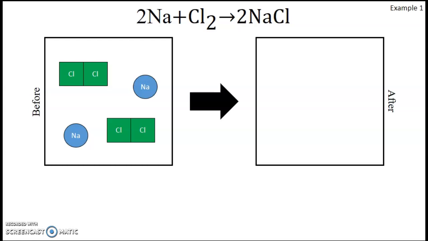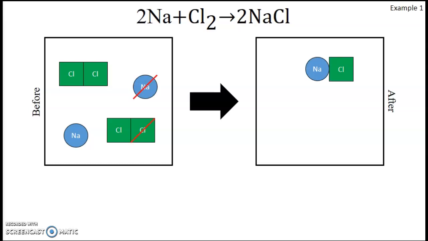We're provided with the reaction equation 2Na plus Cl2 reacts to form 2NaCl, and we're also provided with a before particle picture. We need to draw the after particle picture, and we're also going to draw a BCA table. Our product in this reaction equation is sodium chloride, NaCl. So I'm going to get started by drawing a sodium chloride molecule in the after box.